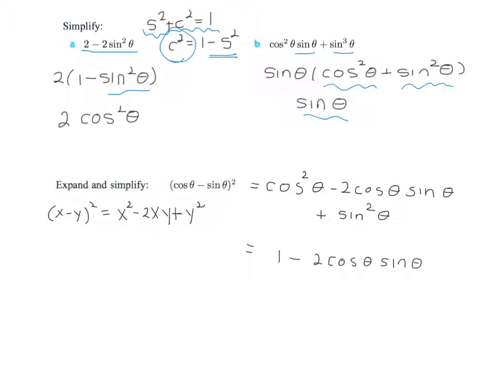Expand and simplify. We have cosine of theta minus sine of theta quantity squared. You can think of this question as x minus y being squared. After FOILing, you get x squared minus 2xy plus y squared. Therefore, your answer will be first term squared, so cosine squared theta minus 2 cosine theta sine of theta plus sine squared theta. Again, cosine squared plus sine squared is equal to 1, so you have 1 minus 2 cosine theta sine of theta.